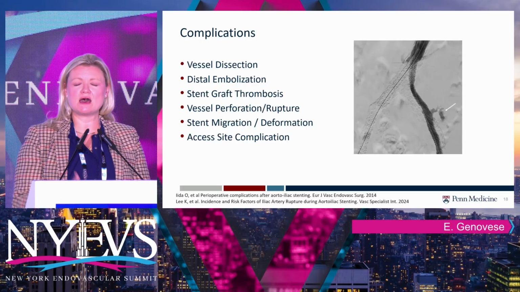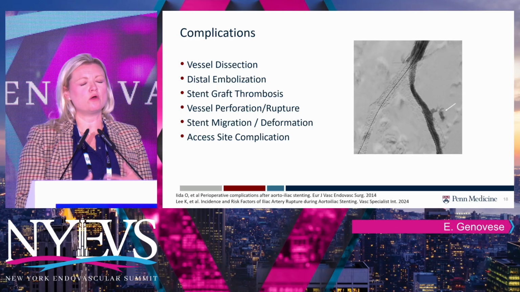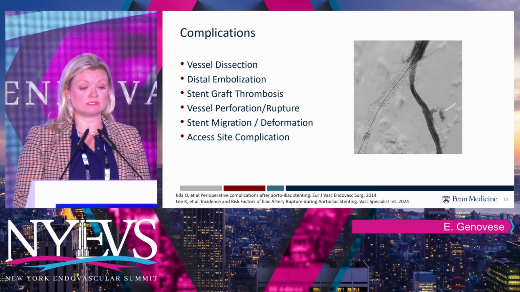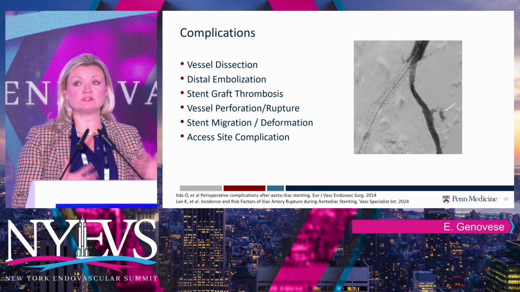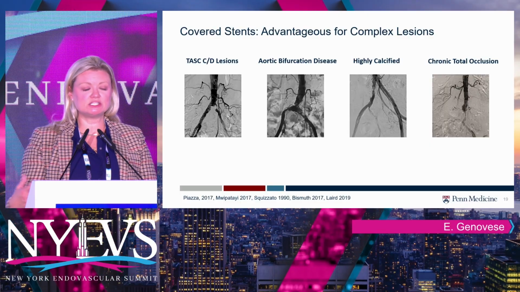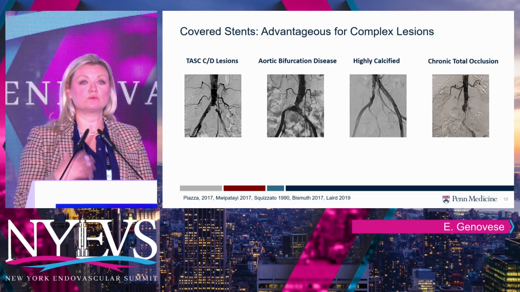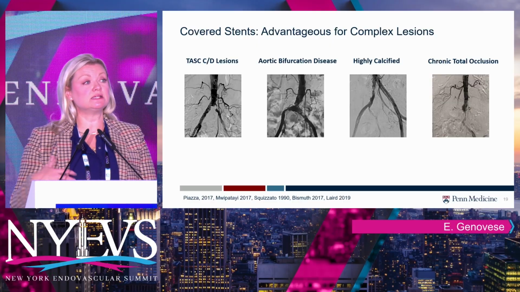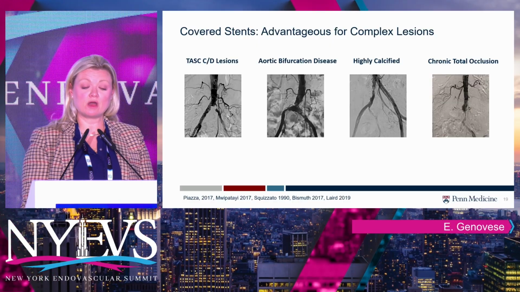The most feared one, obviously, is going to be a rupture or a perforation that you can't bail yourself out of, and so using covered stents really does help mitigate that. So in these more complex lesions, aortic bifurcation lesions, or things that are really highly calcified, I tend to lean towards covered stenting because of a couple of reasons.